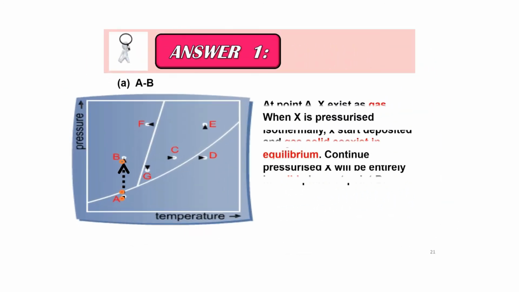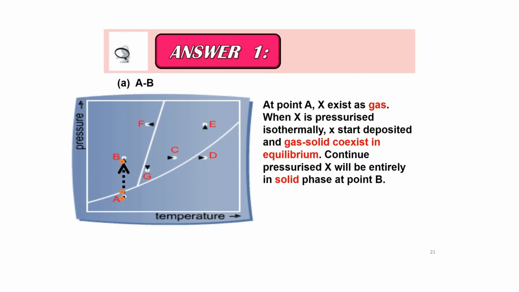You have the answer now for the questions. So you can see at point A, X exists as a gas. When X is pressurized isothermally, X starts to deposit and gas and solid coexist in equilibrium. Continue pressurizing, X will be entirely in the solid phase at point B.